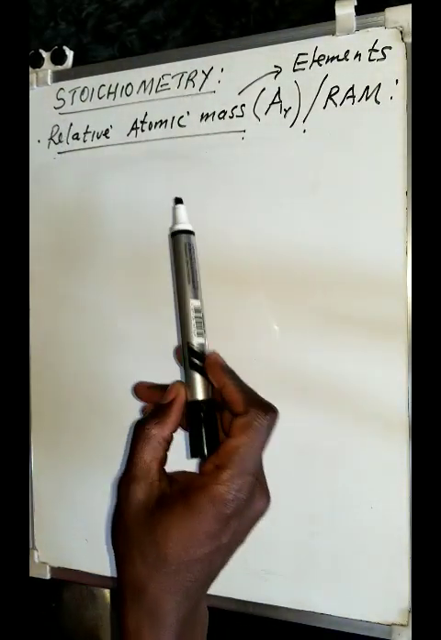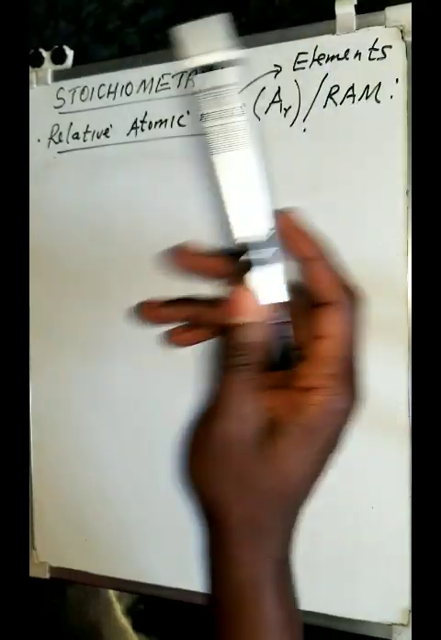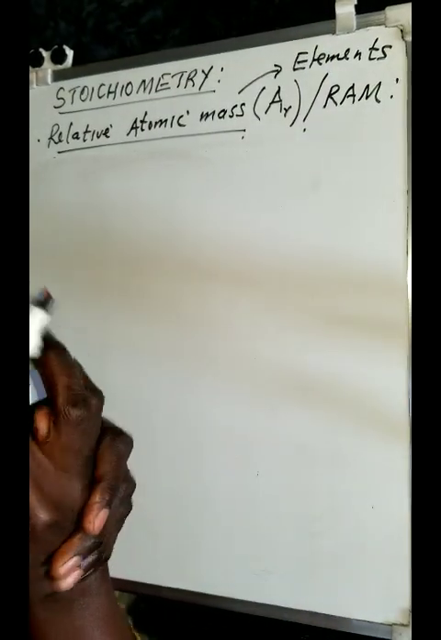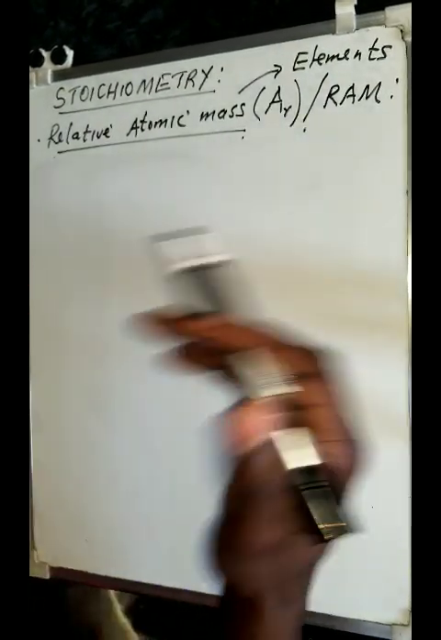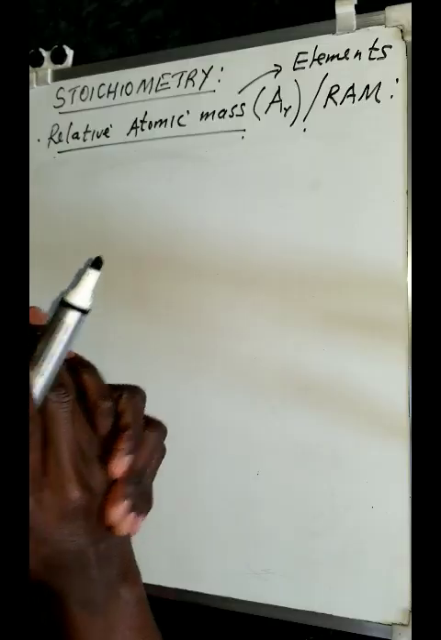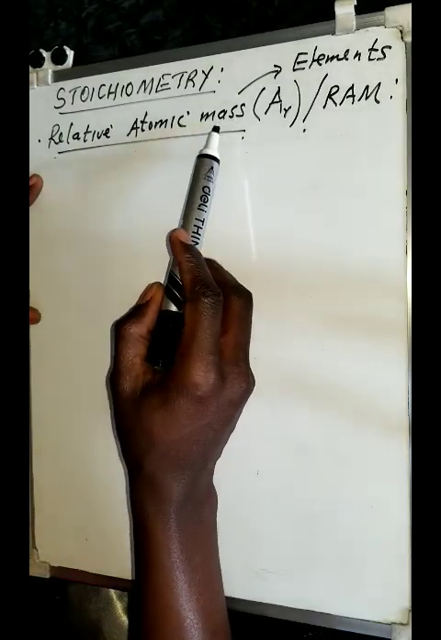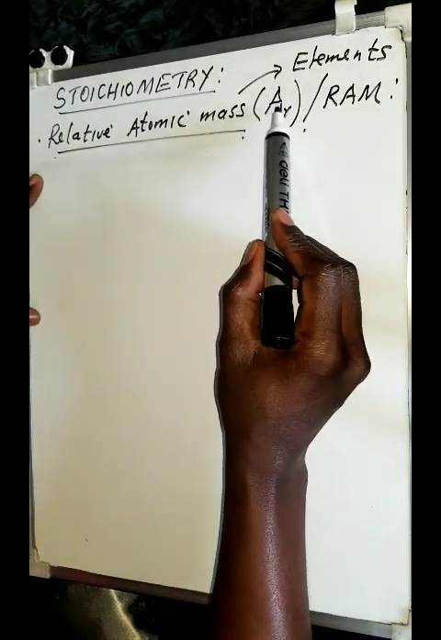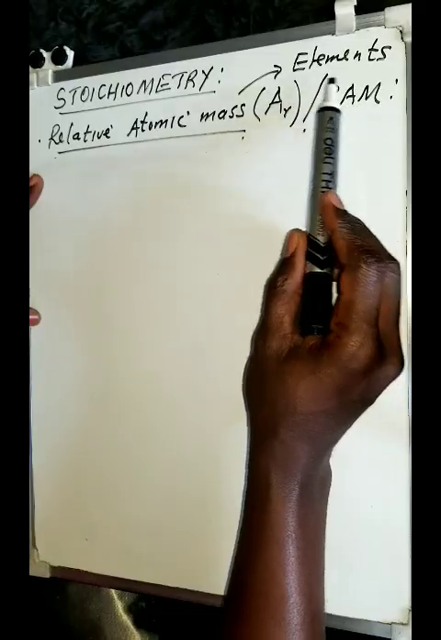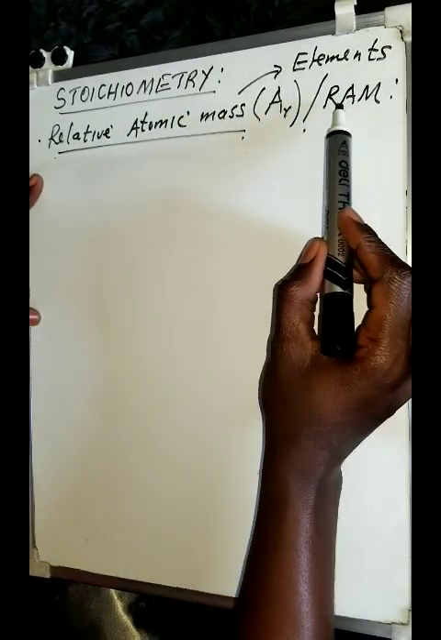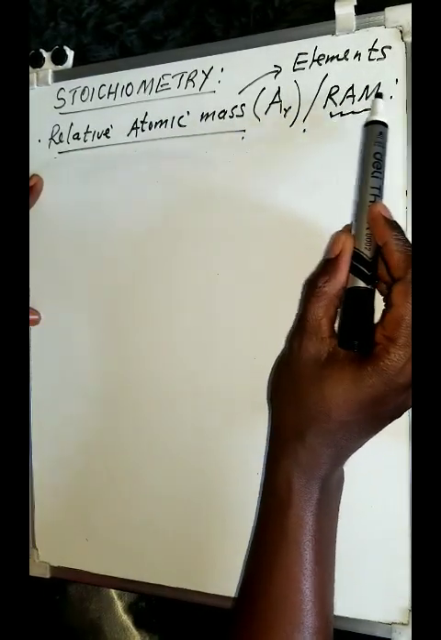So in our discussion, we're looking at stoichiometry, or chemical calculations, that you're going to be finding in chemistry. So I want to introduce you to some terminologies you're going to be using: relative atomic mass, given the symbol Ar, and sometimes written as RAM, relative atomic mass.